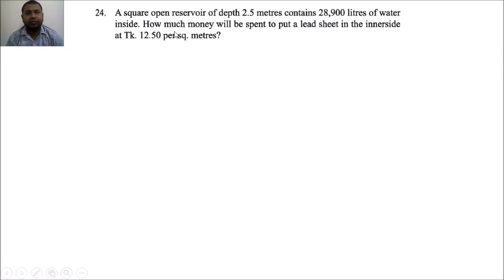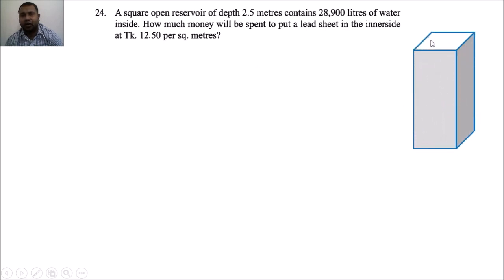So here is the last math of today's class. A square open reservoir of depth 2.5 meters containing 28,900 liters of water inside. How much money will be spent to put a lead sheet on the inner side at Taka 12.50 per square meter? So you can see here is an open reservoir. Its floor face is actually square. So you will understand this side length and breadth are equal, but the depth or height of the water reservoir is 2.5 meters, and it contains 28,900 liters of water.